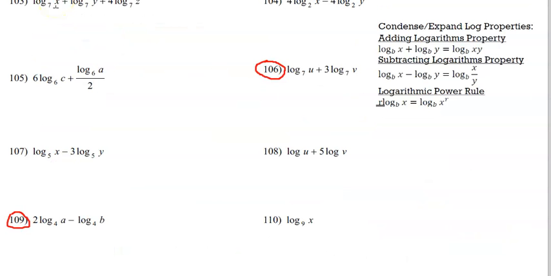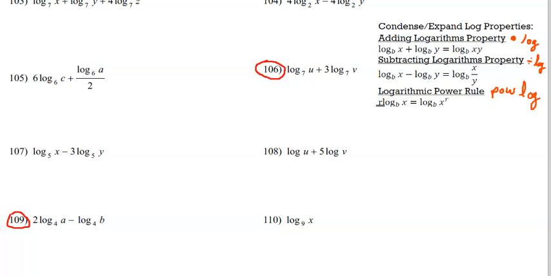Let's go ahead and write out those properties somewhere on our page. We'll call adding logarithms property product log. And then subtracting logarithms, we could call it dividing log, quotient property, and then power rule, we just put POW log.